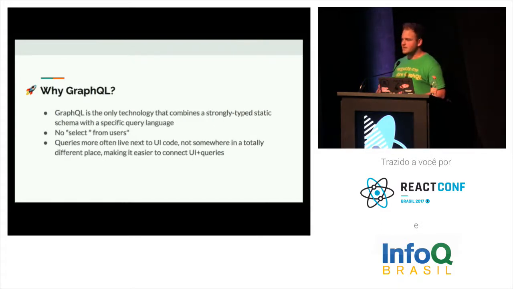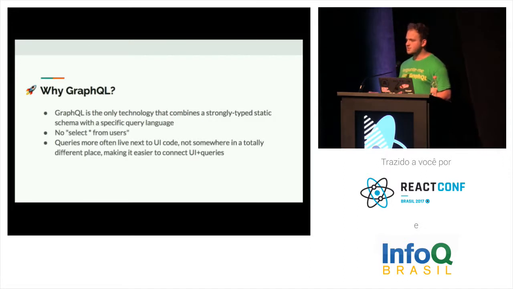And again, why GraphQL? There are all kinds of other technologies that promise the same benefits. I think it's because GraphQL is the only technology in the world that combines the strongly typed schema with a specified query language. You can't select all of the fields from your API. You have to type out exactly which ones you want, which enables all these benefits for validation.